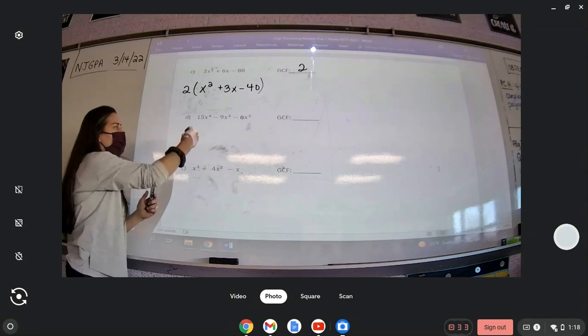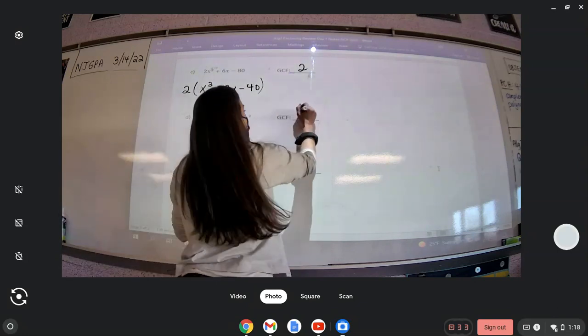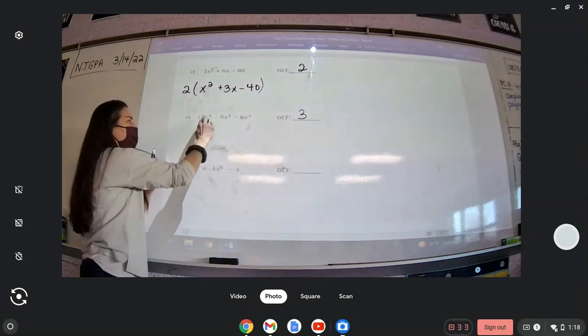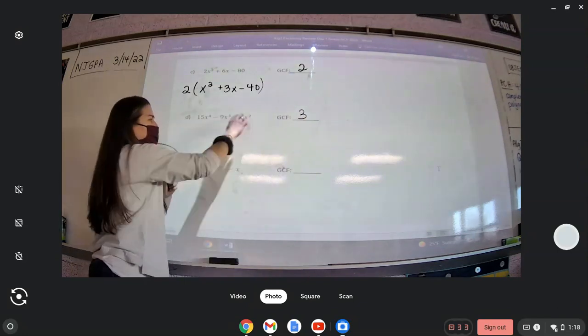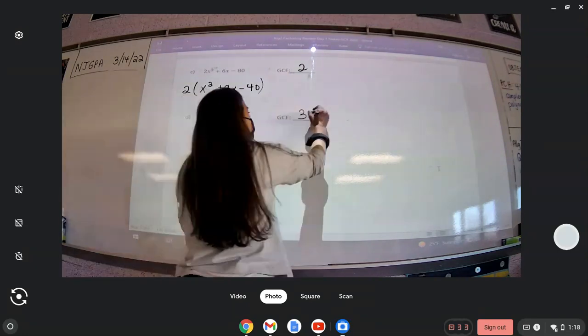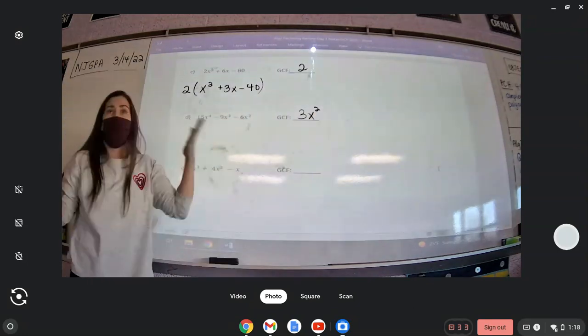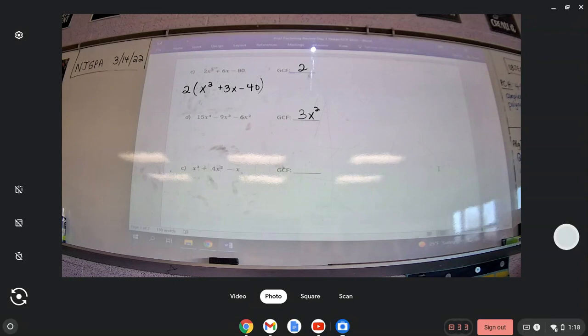Let's do our number first. What is the greatest common factor of 15, 9, and 6? 3. What is the greatest common factor of x to the 4th, x to the 3rd, and x squared? x to the 2. x squared. All right, it's always the littlest one there. And then if they don't all have a variable, you can't use it as part of your GCF.